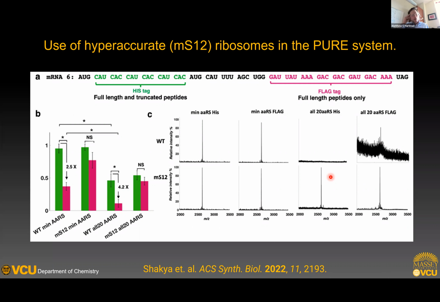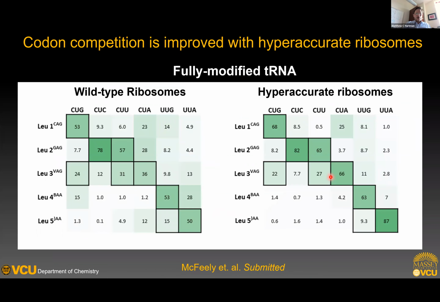So this got us thinking, well, if these ribosomes are able to discriminate against near-cognate aminoacyl tRNAs, maybe they actually can discriminate between tRNA isoacceptors within a given codon box. And so we started to work on this. So this is the plot I showed you before with wild type ribosomes. You can look at the numbers here.